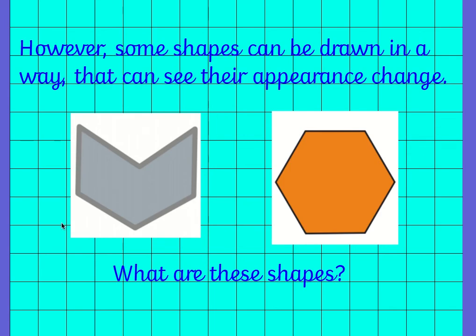However, some shapes can be drawn in a way that can see their appearance change. So have a little look here. What 2 shapes have I drawn here? Now you have probably gone straight to this one and known that this is a hexagon, Mrs Edwards, because it's got 6 sides. But I'm not quite sure what you call this one.